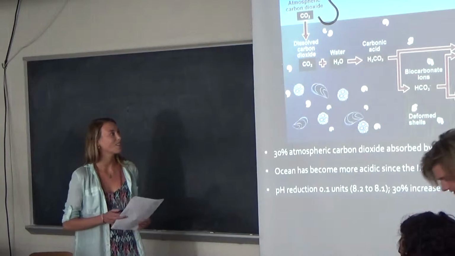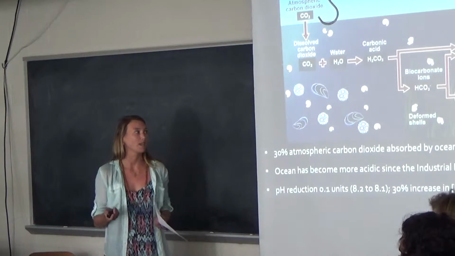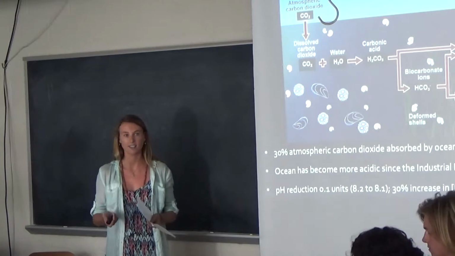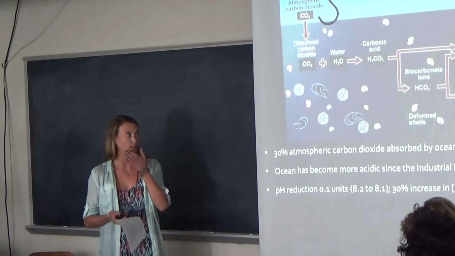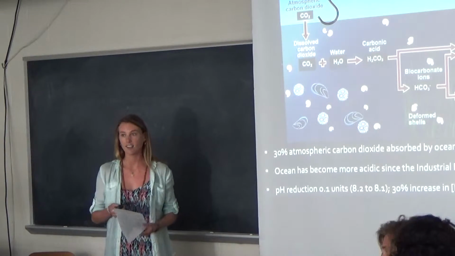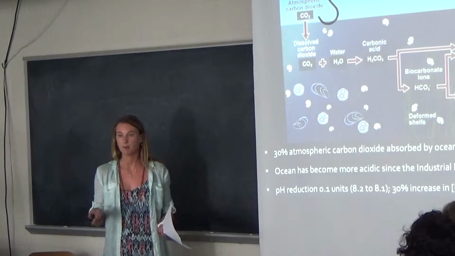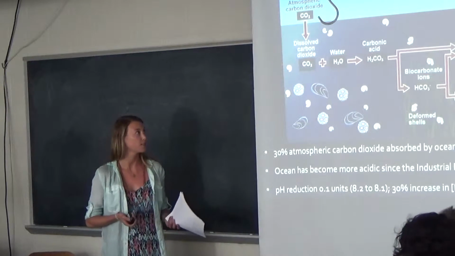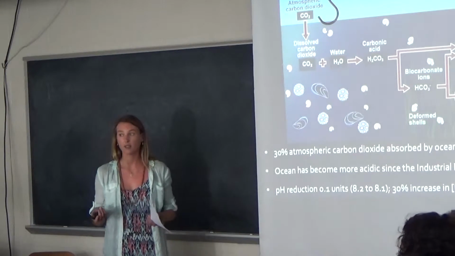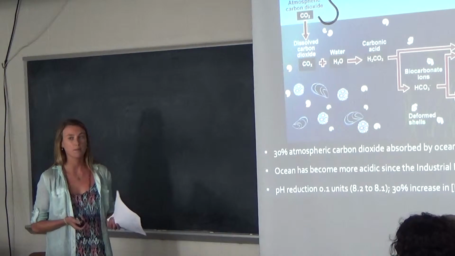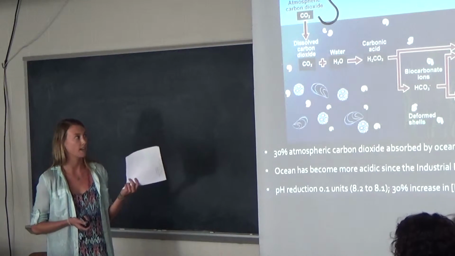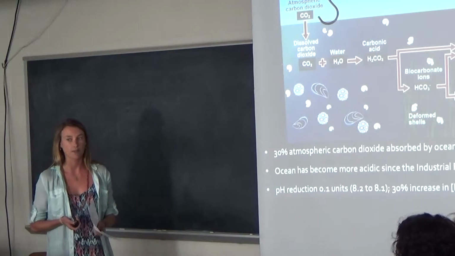So, oceans, as you guys all know, are a big sink for carbon dioxide in the carbon cycle, as they absorb 30% of atmospheric carbon dioxide. And the increase in carbon dioxide due to human impacts, as we've established, has led to the oceans becoming more acidic. So this figure shows the chemistry behind how increased carbon dioxide makes the seawater more acidic.